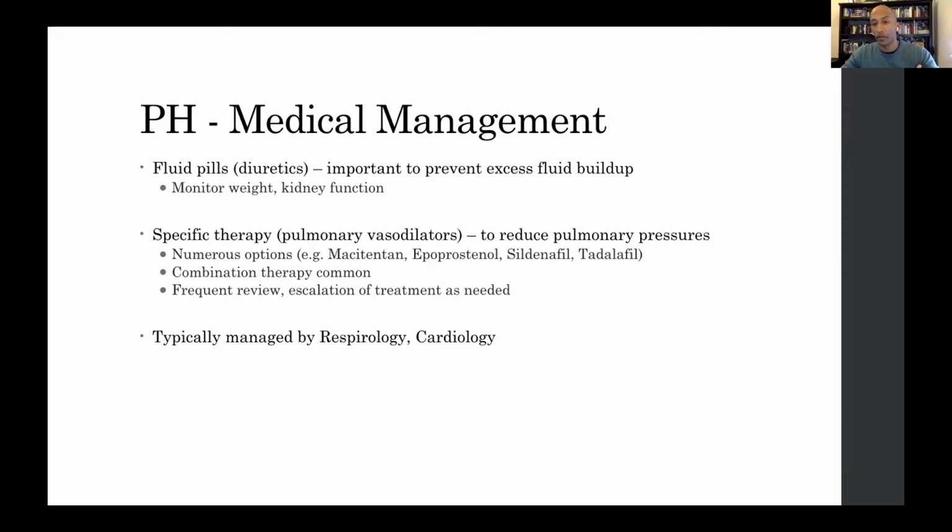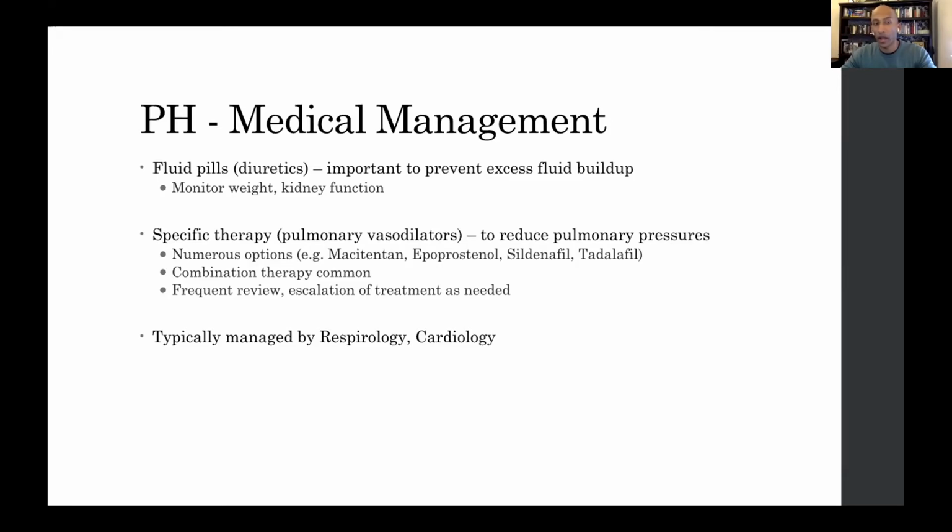So often people with pulmonary hypertension are treated with fluid pills or diuretics to prevent this. And while this is happening, we have to monitor the weight and kidney function to make sure that that fluid pill is not drying the body out too much.